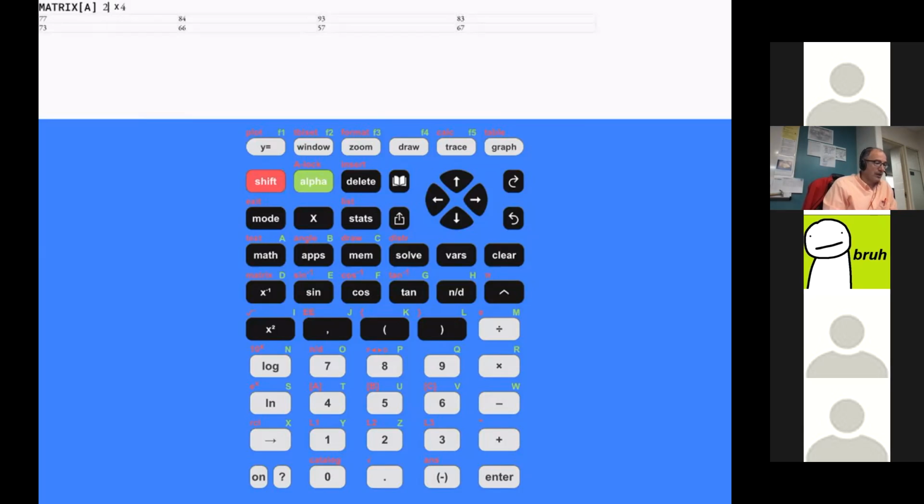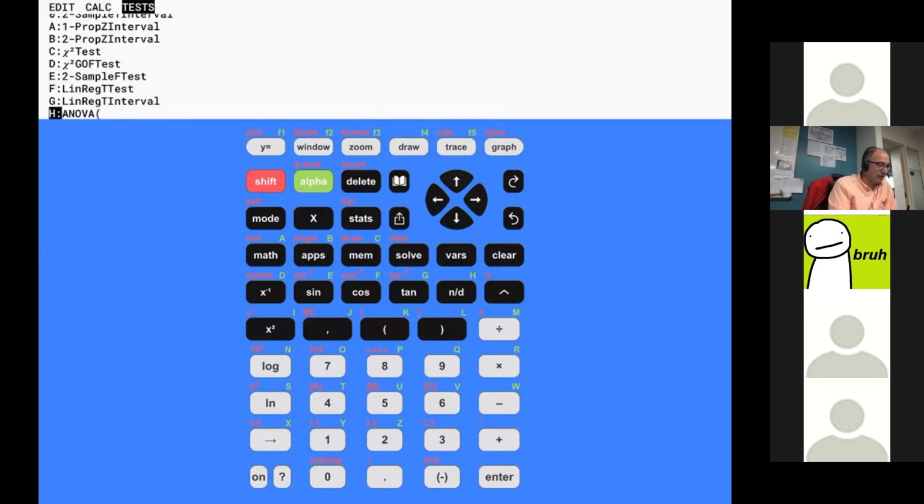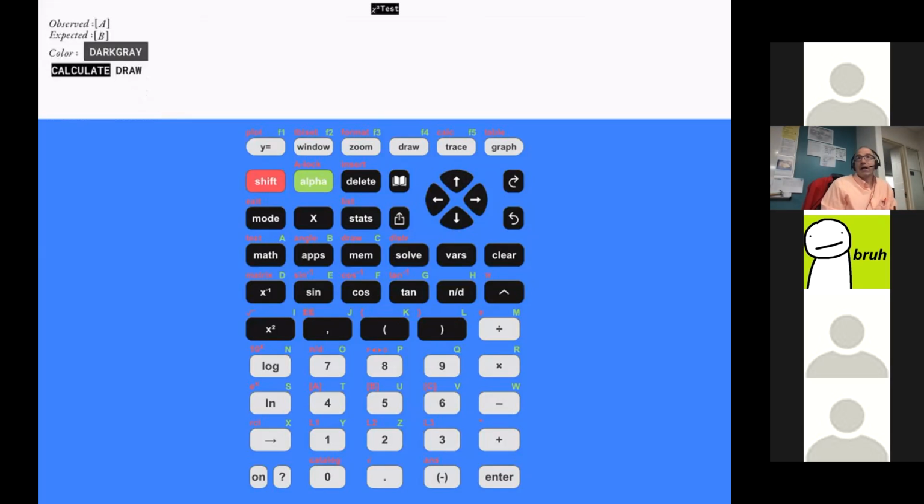Okay. So now we're going to go back to stats. I'm going to go over to tests, and I'm going to go up and use that chi-squared test. So there's my chi-squared test. I have it stored in matrix A. Now, this is the nice part about this. You do not have to do the expected matrix. It is going to make the expected matrix for you. So that is nice.